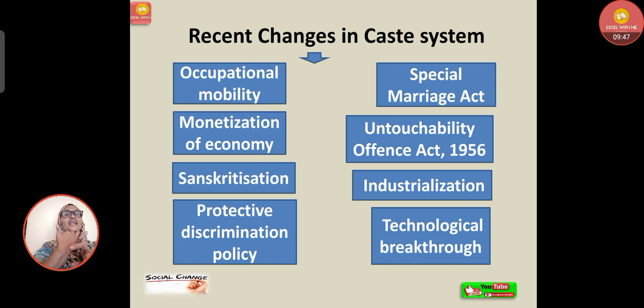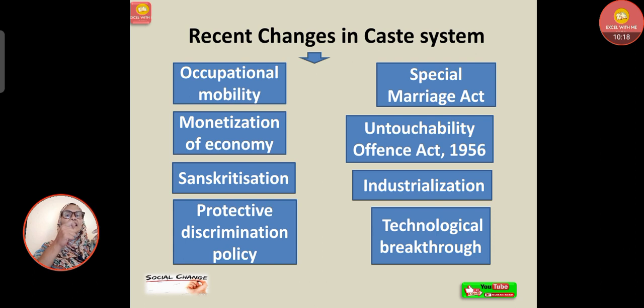Sanskritization is basically adopting other traditional methods, not leaving their own, because of the need, they adopt the new system. For example, the tribal people, if they want to achieve something great in another geographical area, they adopt the system of that place. So Sanskritization also is very important. That is a recent change in the caste system.